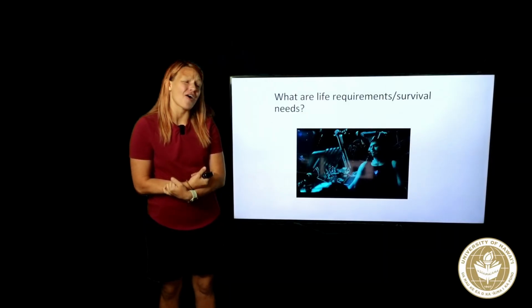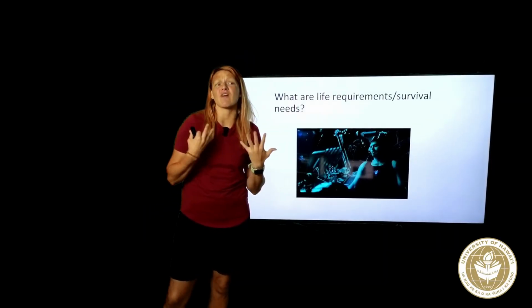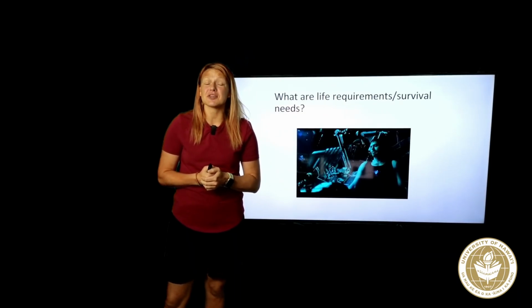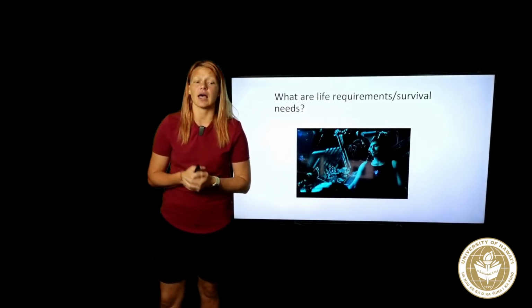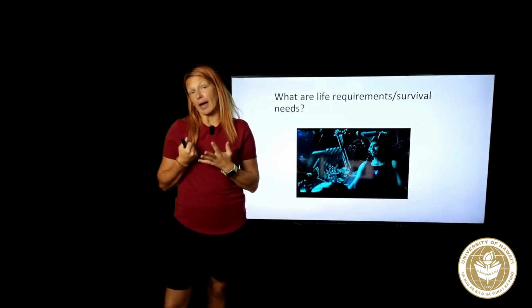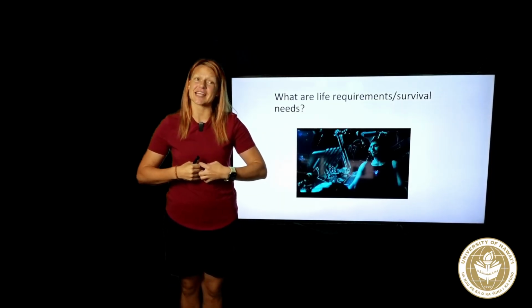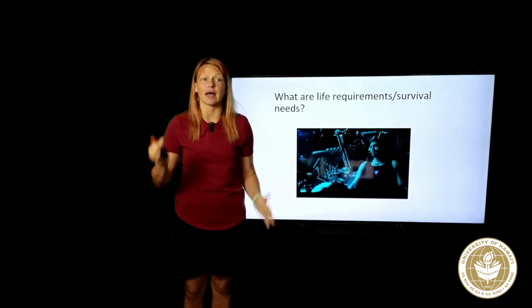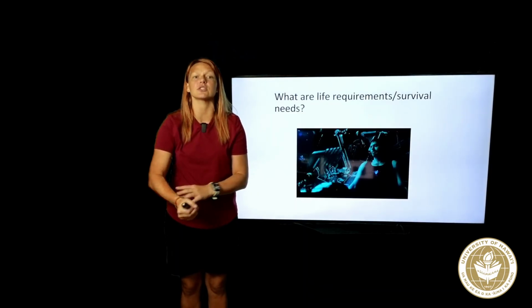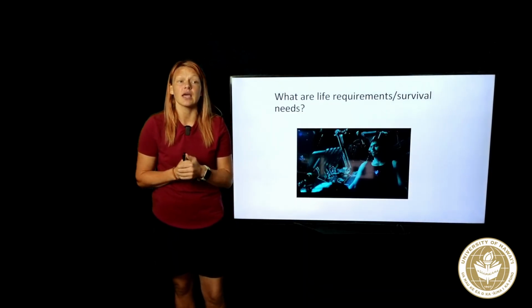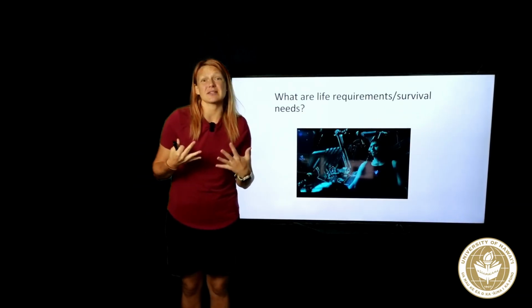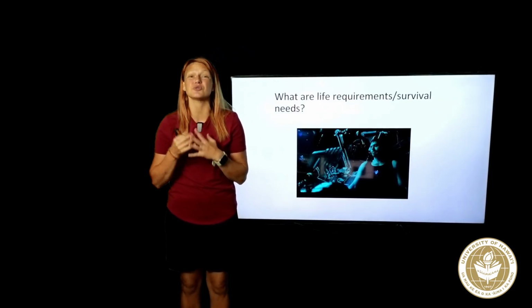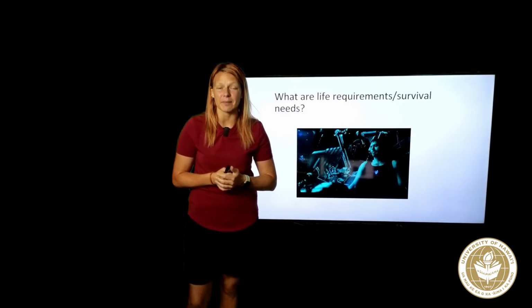So what exactly are the life requirements or survival needs of humans? Like all complex organisms, humans have many different functions. Some of these functions include things like maintaining boundaries. So the inside of us needs to stay distinct from the outside. Movement, our skeletal system provides that bony framework, and the muscular system is going to propel us from place to place. We also need to be able to respond, so your responsiveness, also known as excitability. This is the ability to sense and respond to changes in the environment.